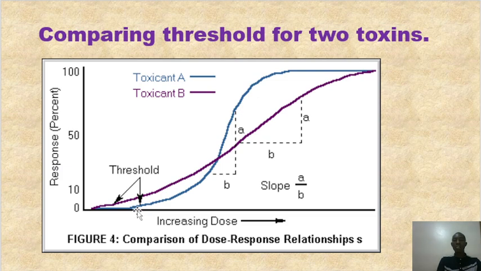But toxicant A, which is in blue, delays showing the response until you increase the dosage further. For example, maybe at 0 there is no response, unlike in B, where at 0 we are already seeing the threshold. Until maybe this is 5, that's when for toxicant A we saw the response increasing. So we can compare various thresholds for various toxicants.